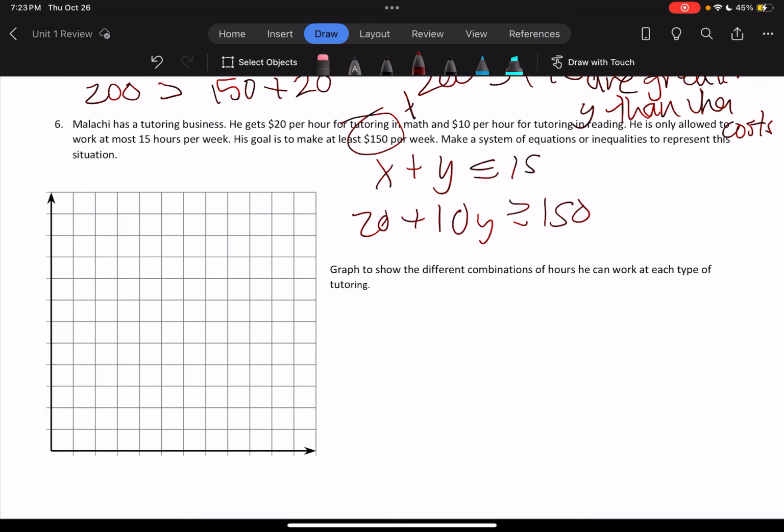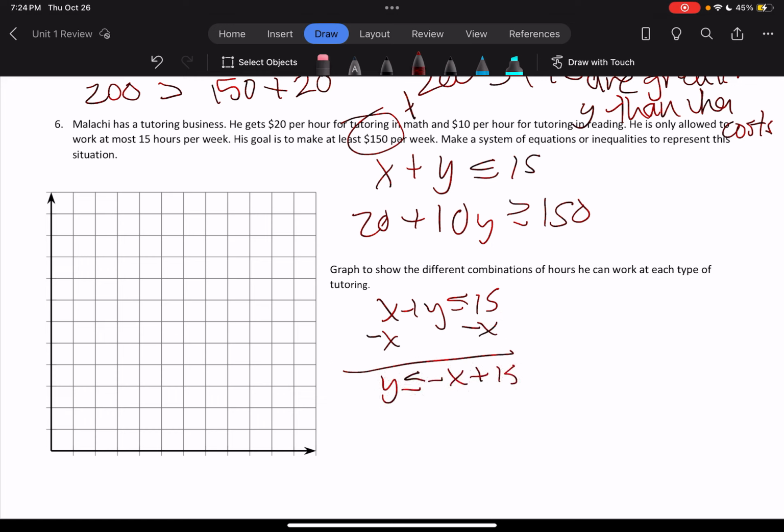So we made the inequalities. We could also probably say that X and Y have to be greater than 0, assuming he's going to do both jobs. But it doesn't say that here, so maybe not. So we're going to put this in slope-intercept form so we can graph it. And this will be X plus Y is less than or equal to 15. Subtract X from both sides. We'll get Y is less than or equal to negative X plus 15.